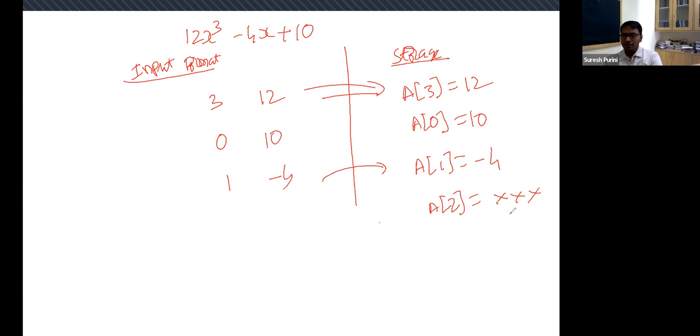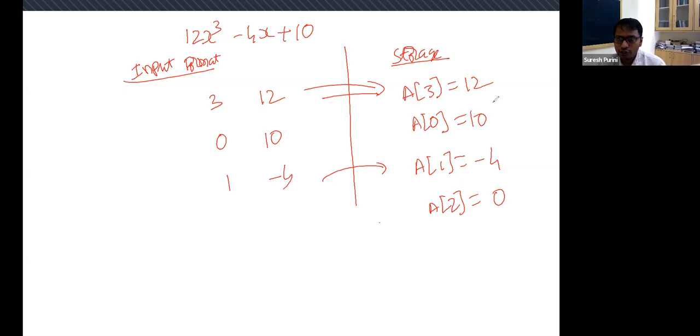Oh, okay. Initialize it to 0, because if there is no coefficient, then it is 0. Yeah, awesome. That makes sense. Thank you, Tejas. Yes, initialize everything to 0 and then modify only the coefficients of those terms which are given as input. That's it. So these are the two input formats.